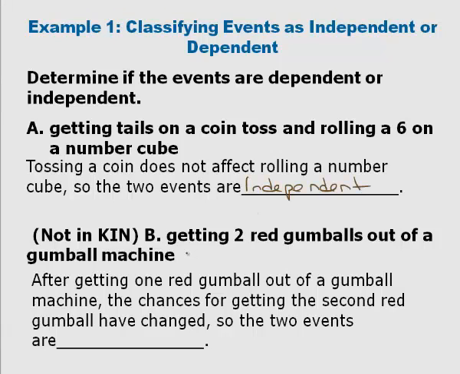To look at dependent, let's look at getting two red gumballs out of a gumball machine. Well, since pulling the first gumball out is going to affect the chance of getting a second red gumball, the two events are dependent. Two events are dependent because getting one ball out is going to change the chance of getting a second ball out.